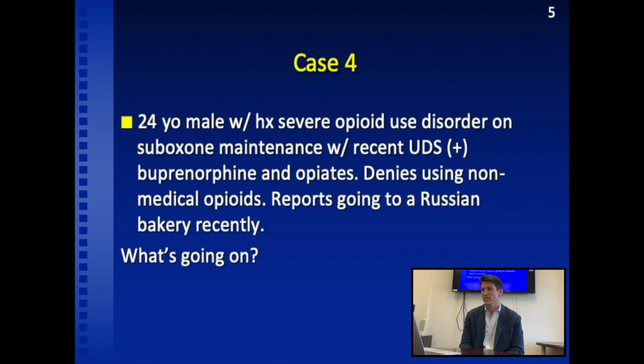This is one that we see. So another young person, opioid use disorder, Suboxone maintenance, recent drug screen positive for buprenorphine and opiates, denies using non-medical opiates, reports going to a Russian bakery recently, which we have all over the city. Mostly the Richmond though. What do you think's going on here? She had some poppy seed cake.